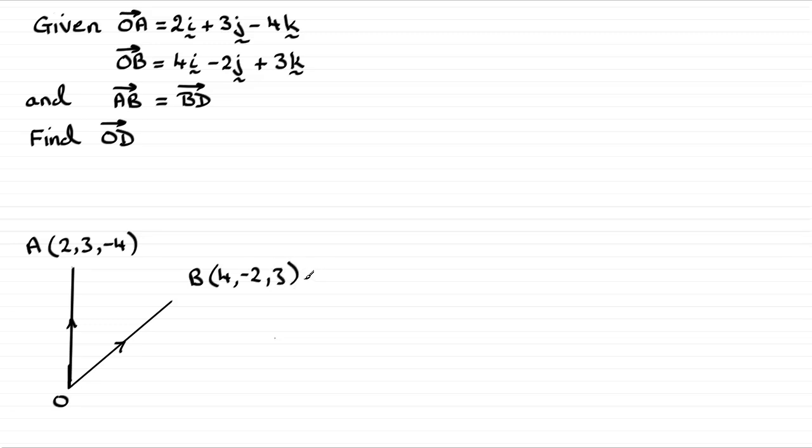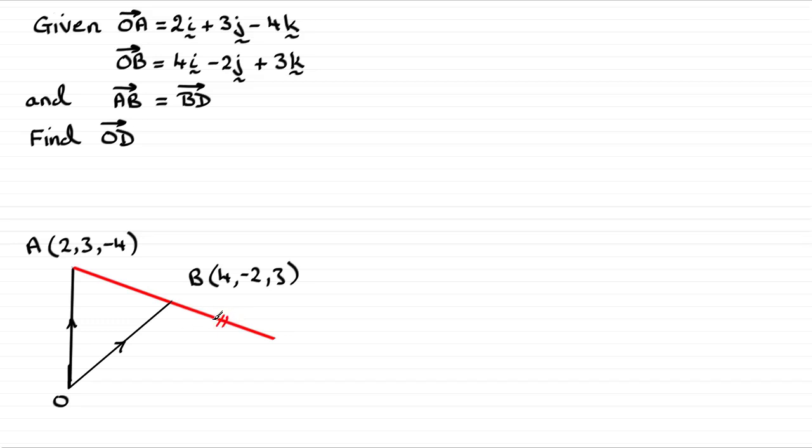And we're told that AB equals BD. So in other words, if we look at AB, which would be a vector in that direction, then if it's got to be the same vector from B to D, it's going to be the same length in the same direction. So I would say D would be somewhere there, okay?